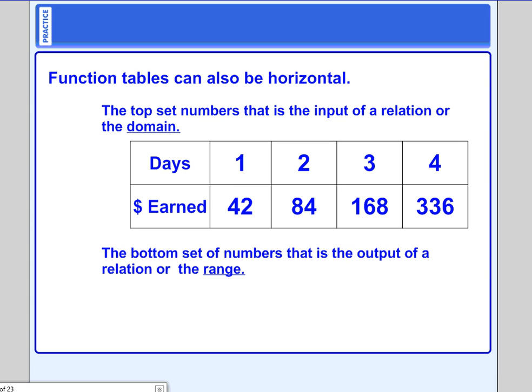All right, another way to look at function tables is they can also be written horizontal. They are not always up and down. When you have a horizontal function table, you think of the top set of numbers as your domain. They would be your x. And the bottom is your range. That would be your y. So here, this would be our x, and that's our y.